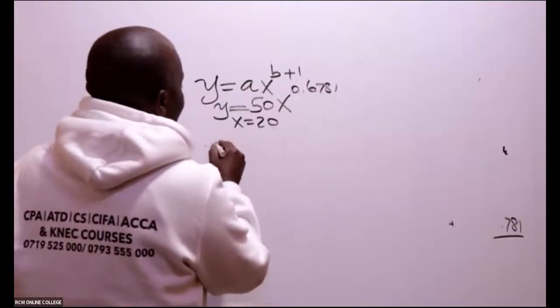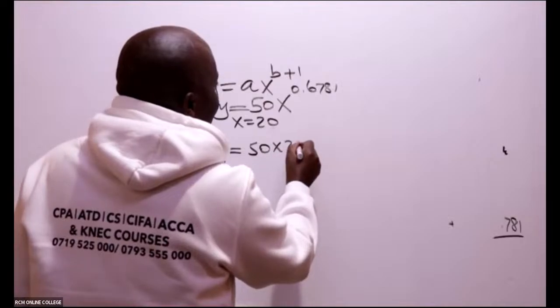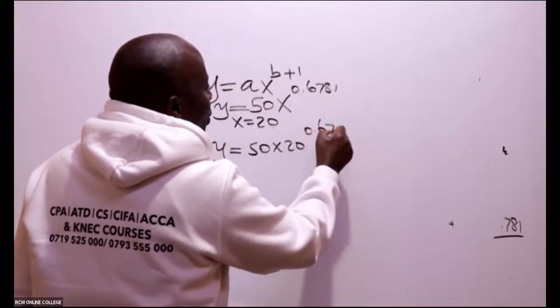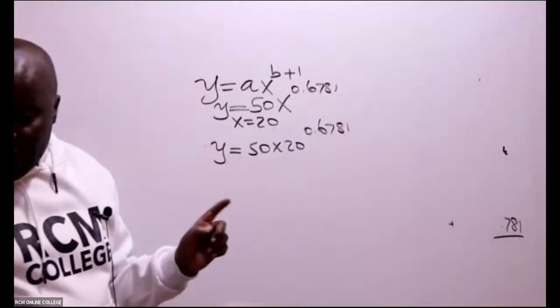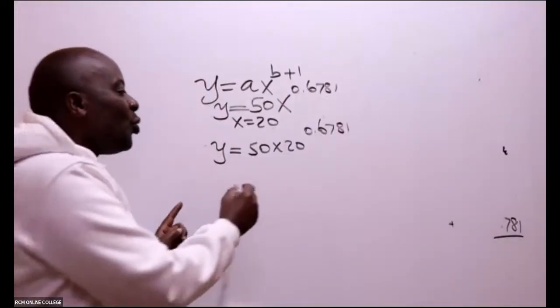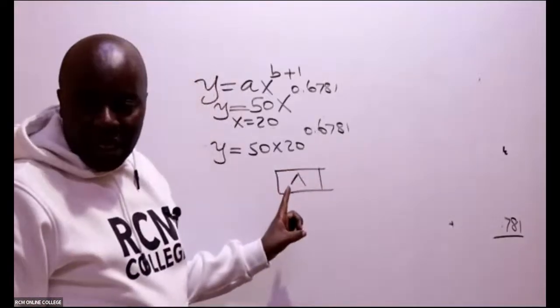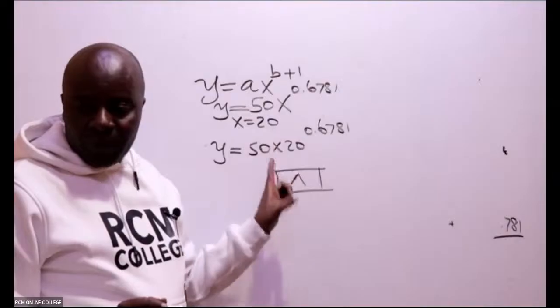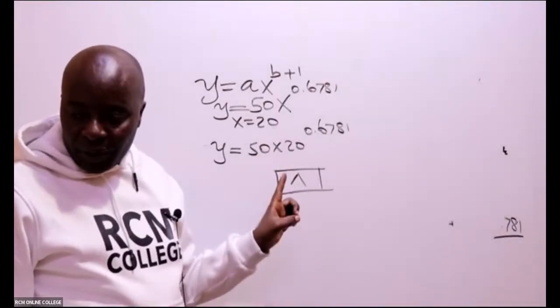So my Y, ladies and gentlemen, here will be 50 into 20. This 20 is being raised to 0.6781. So say 50 times 20, and then ensure that you are using the raised function.